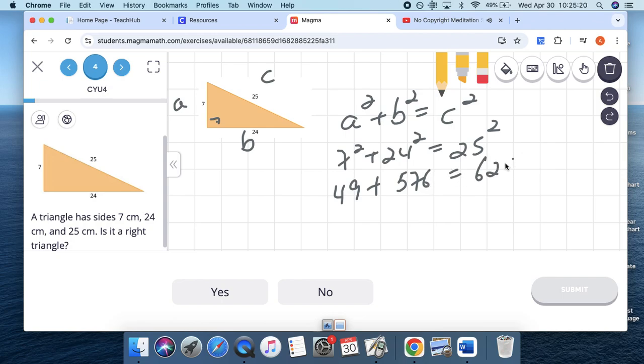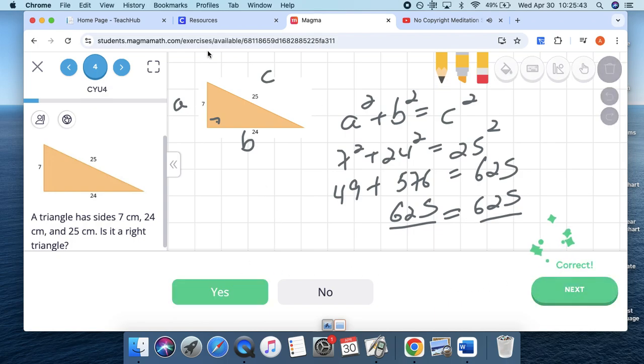So let's add them up and see if it's truly a right angle triangle. And look at that, it is. So A squared plus B squared does indeed equal C squared, right? Because we've got 625 equaling 625. So these three sides do make up the sides of a right angle triangle. So yes, it is.